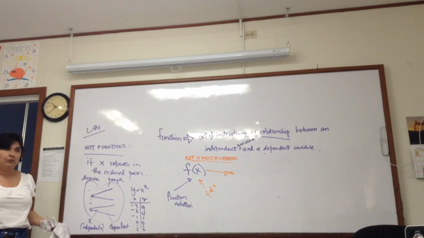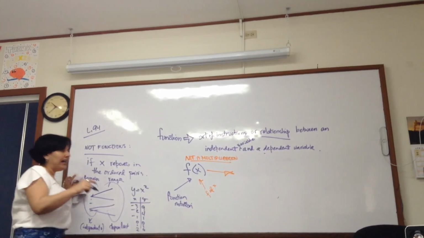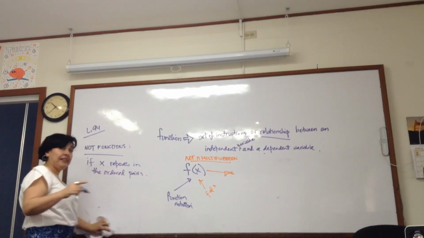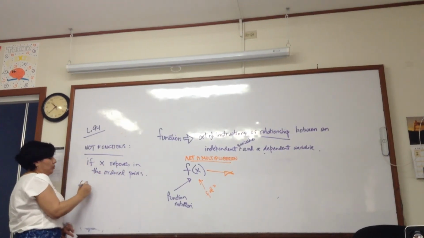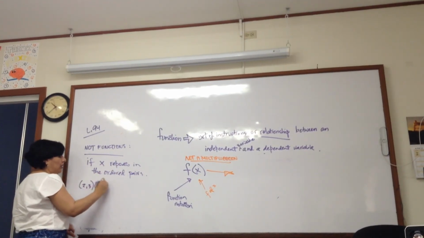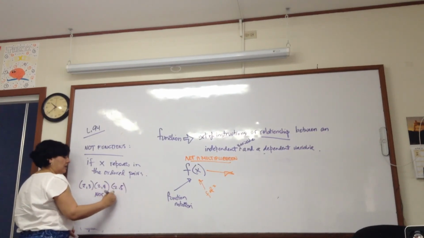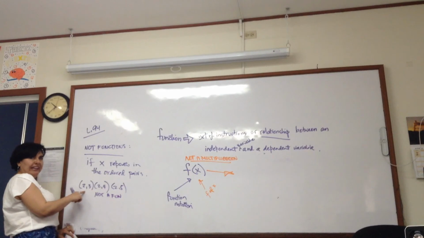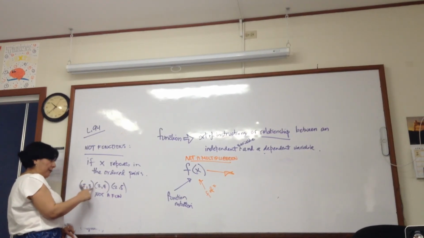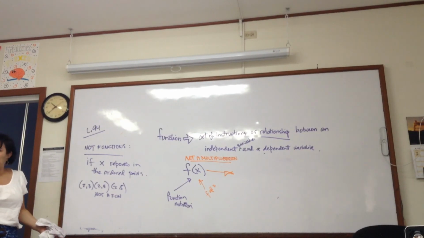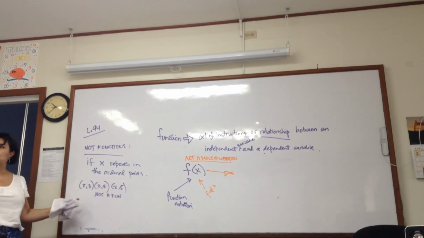That doesn't happen, okay? So that's what I mean when I say if x repeats in the ordered pairs, for example, 2, 3; 2, 4; and 2, 5, it's not a function. Because I have one single ingredient, and voila, I have cupcakes, brownies, and cake. How do you do that with just flour? It's impossible, right? So this is not a function.